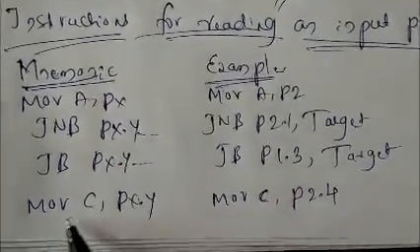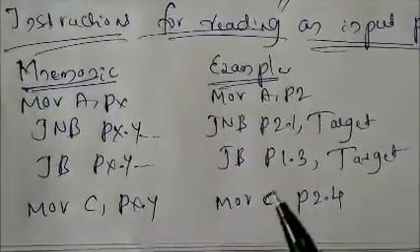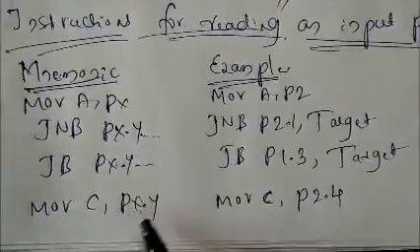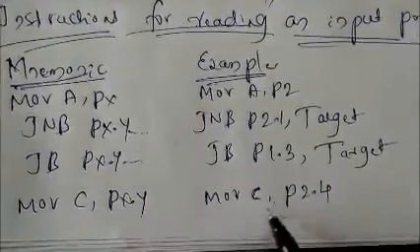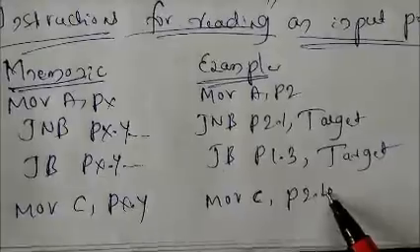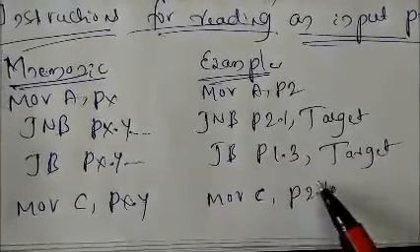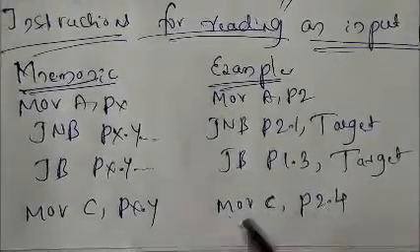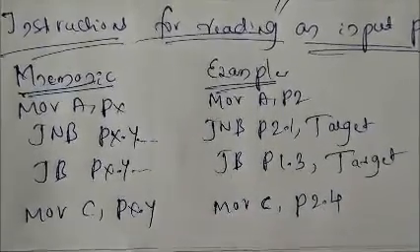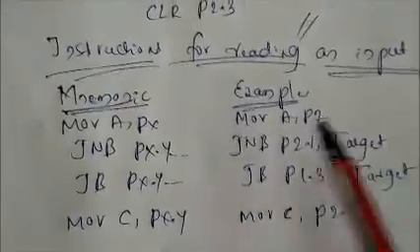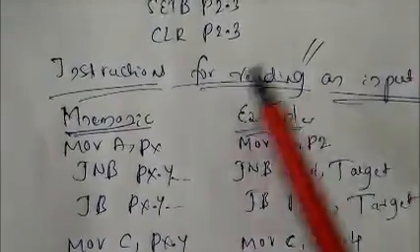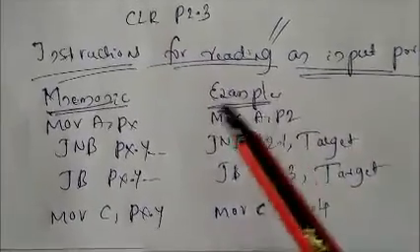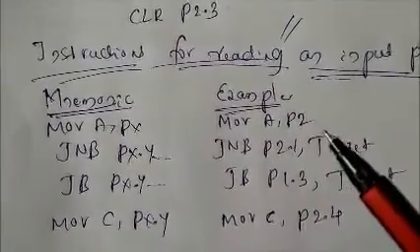Here, by using the carry flag also we can read the content of the input port. So how to read? MOV C, Px.y. That means MOV C, P2.4: whatever the data is there, it will be transferred to the carry flag. So by using the carry flag also we can read the data from the input port. By using these instructions we can read the data from the input port very easily. We can see some more examples here.